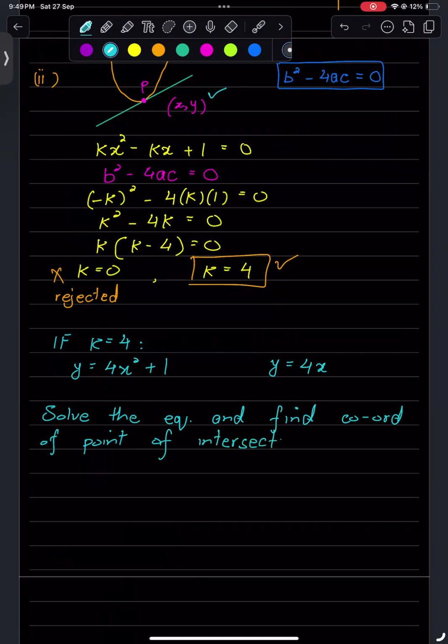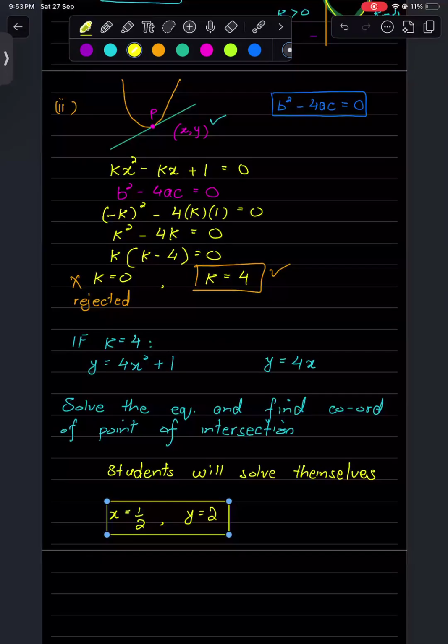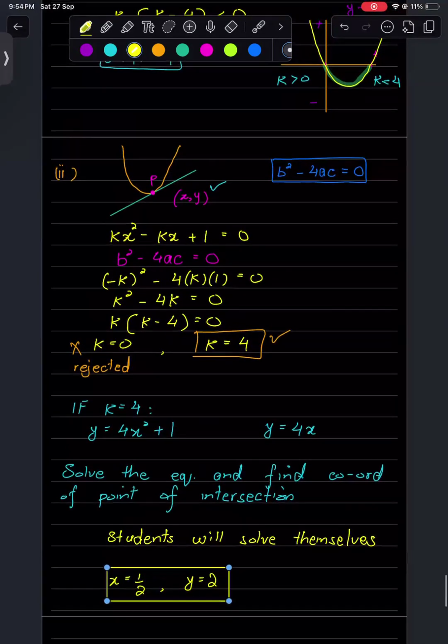Now in this, we have only one value of x. Can you do it? Okay, so x equals 1 over 2 and y equals 2 after solving them simultaneously.